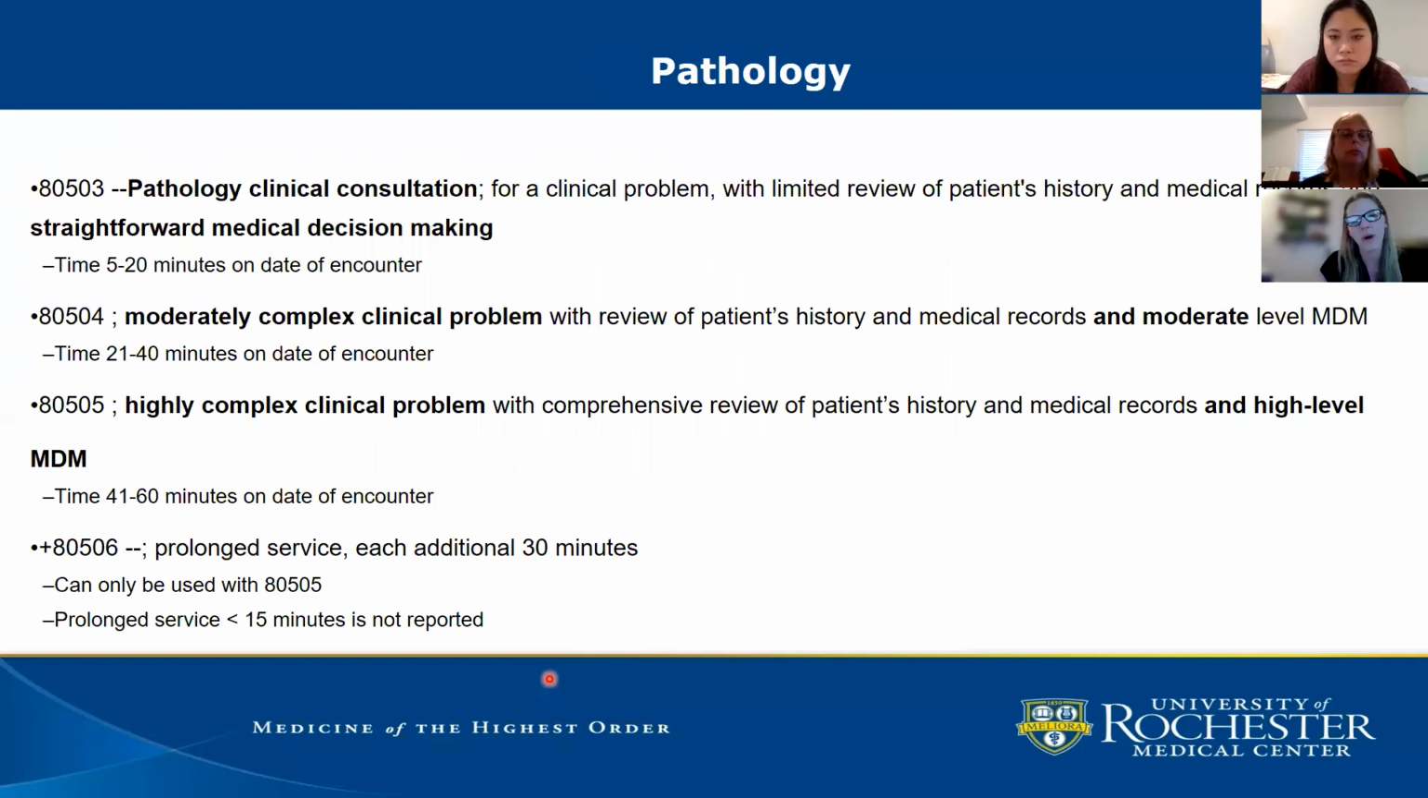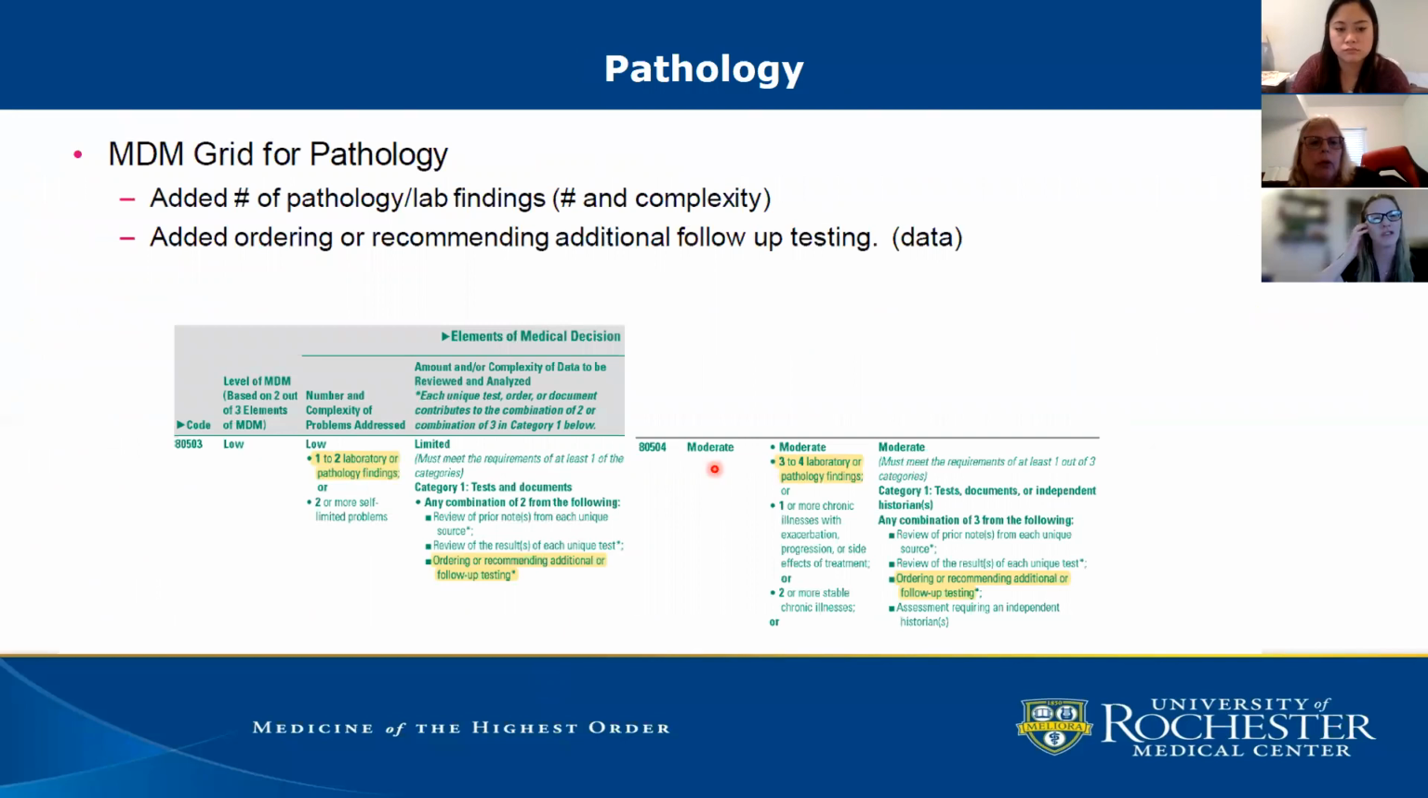So here's some of our new codes. Pathology clinical consultation, they kind of set up something similar to what they did with medical decision-making for office visits. So it's a similar concept. It's all time-based, and then it's straightforward medical decision-making, moderate, or high complexity. And there actually is a table for this in the CPT codebook. So here's that medical decision-making grid for those pathology labs.